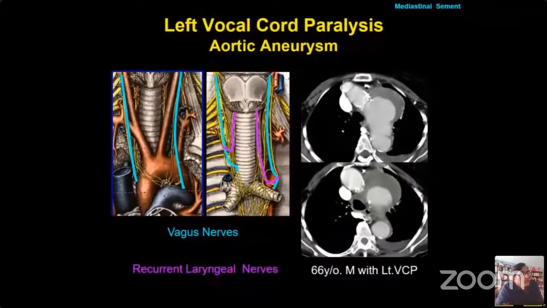So you can see here this graphic, and this is again a 66-year-old male, who had a dissecting aneurysm and left vocal cord palsy. Now, what's going on here is that the dissecting aneurysm is at this level, and it is compressing upon the left recurrent laryngeal nerve, and that is why the patient has ended up with the left vocal cord palsy.